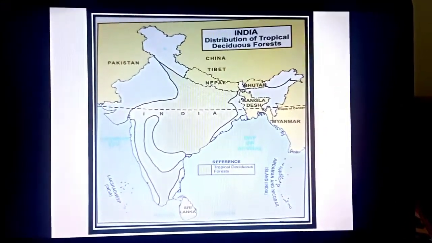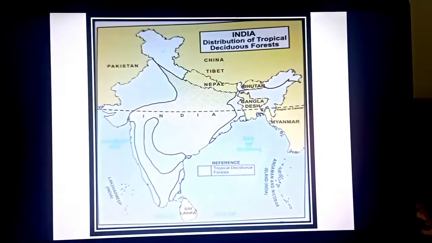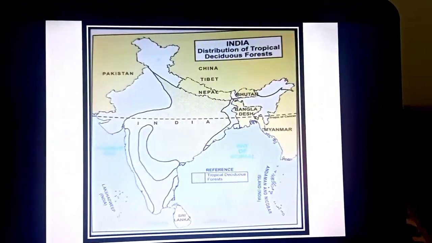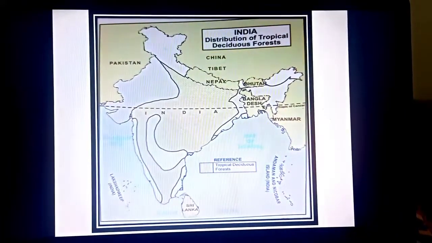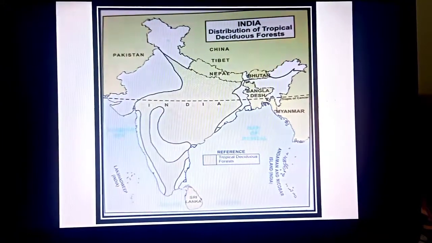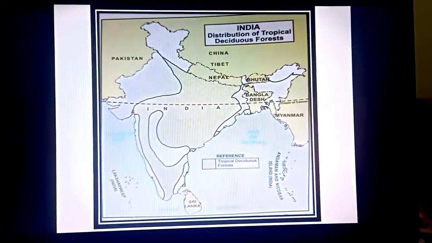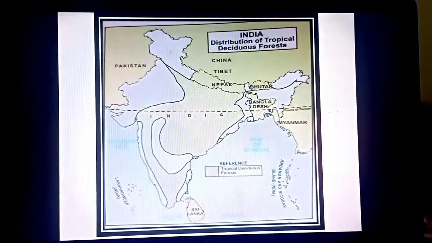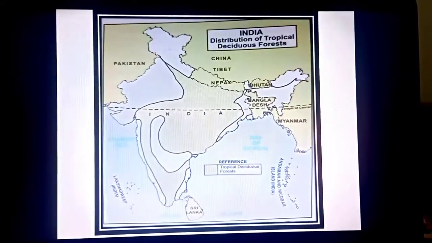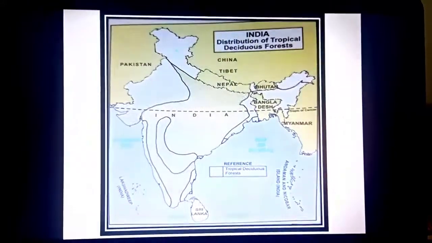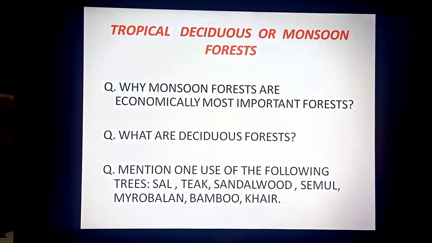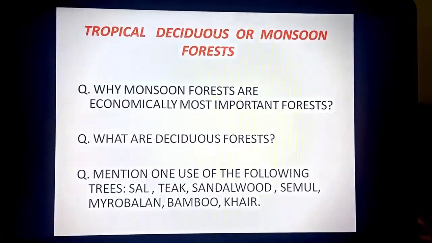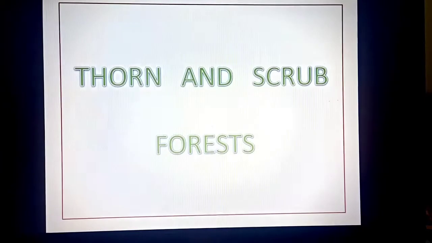Deciduous trees are the trees that shed all their leaves in a particular season. Whereas the previous one we learnt, tropical rain forest, they are evergreen in nature. They do not shed all their leaves at a time, but they shed a few leaves and they are always green. They never shed all their leaves altogether. So this is the distribution of deciduous forest. Look at the questions. See children, here I have written the questions related to the tropical deciduous or monsoon forest.